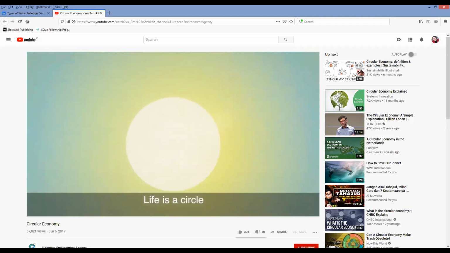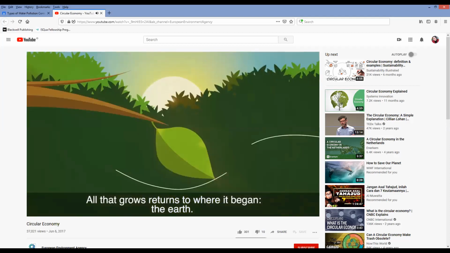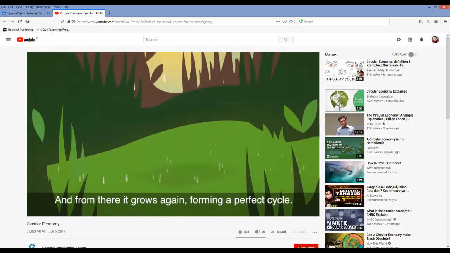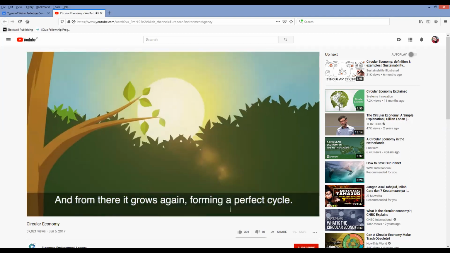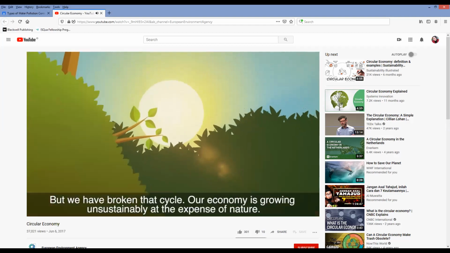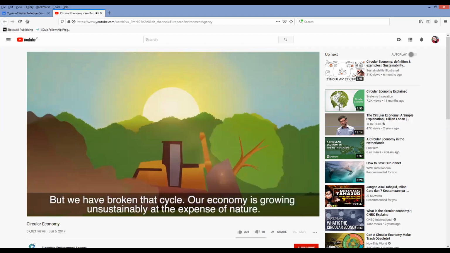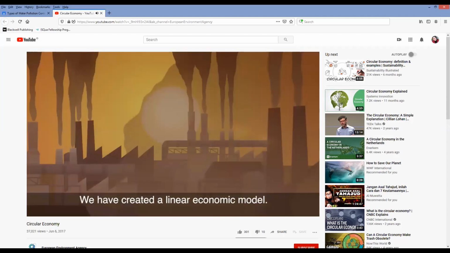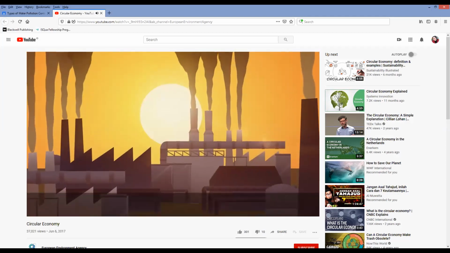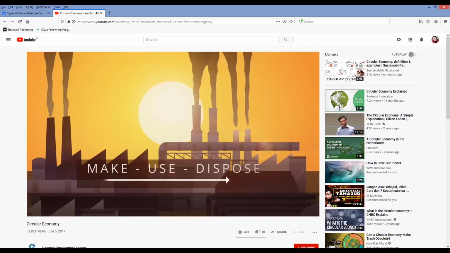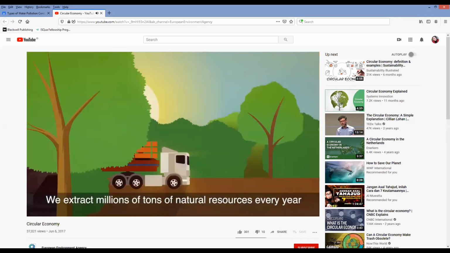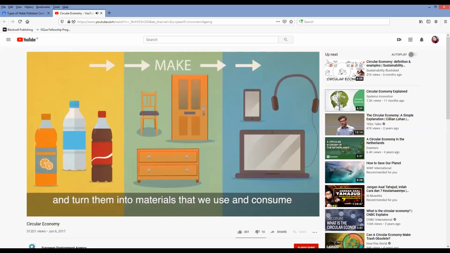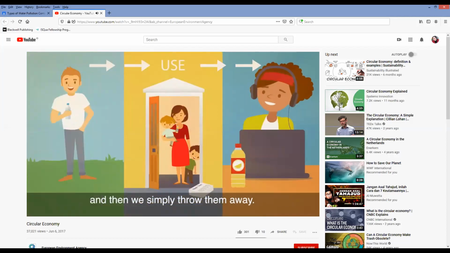Life is a circle. All that grows returns to where it began, the air. And from there, it grows again, forming a perfect cycle. But we have broken that cycle. Our economy is growing unsustainably at the expense of nature. We have created a linear economic model. Make, use, dispose. We extract millions of tons of natural resources every year and turn them into materials that we use and consume. And then we simply throw them away.